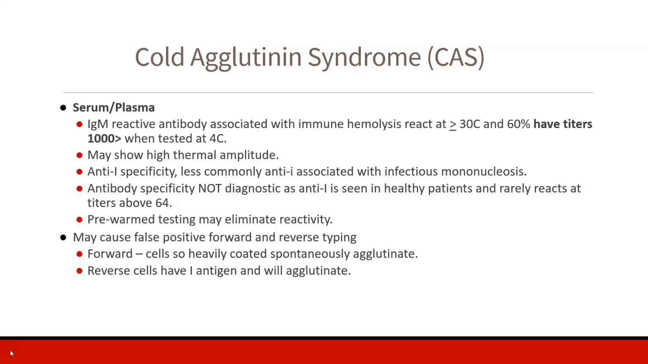These antibodies may show high thermal amplitude. What that means is at immediate spin they're 4 plus, and at 37 they're 4 plus, not because it's IgG, but because the cells were agglutinated. The cold agglutinin never came off the cell. And then at Coombs, you can tell when you're washing them.